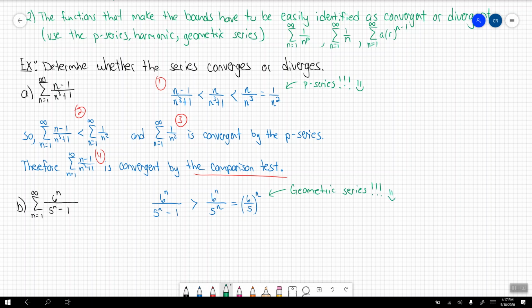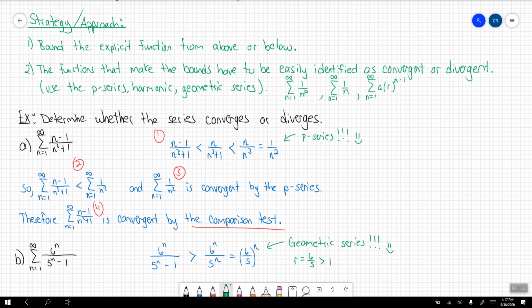Yay! Geometric series. Well, is that geometric series going to diverge or is it going to converge? The geometric series, in this case, has a common ratio of 6/5, which is greater than 1. So, this geometric series is diverging. Now, let's look at what's happening here.